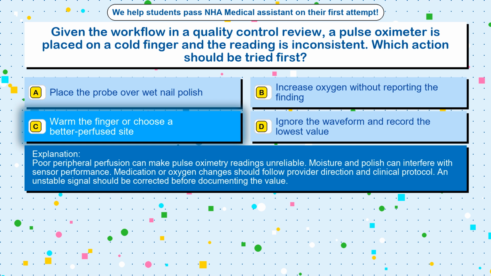Poor peripheral perfusion can make pulse oximetry readings unreliable. Moisture and polish can interfere with sensor performance. Medication or oxygen changes should follow provider direction and clinical protocol. An unstable signal should be corrected before documenting the value.